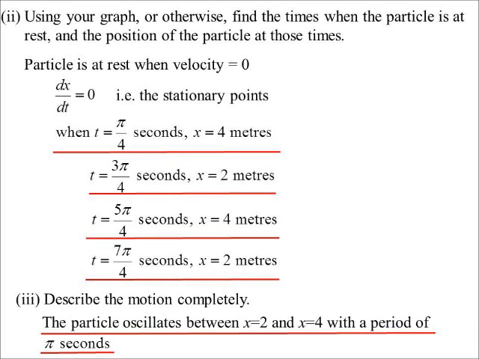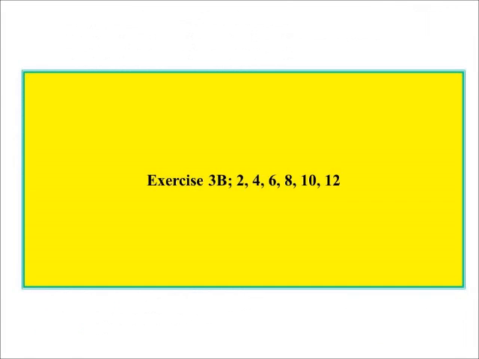So the particle oscillates between x equals 2 and x equals 4, with a period of pi seconds. I think that's enough to describe what the motion's doing. Basically, it's just going backwards and forwards, backwards and forwards. The reality is, this is an example of what we call simple harmonic motion. But we don't know that yet, okay? But we will come to discover that later. So 3b.